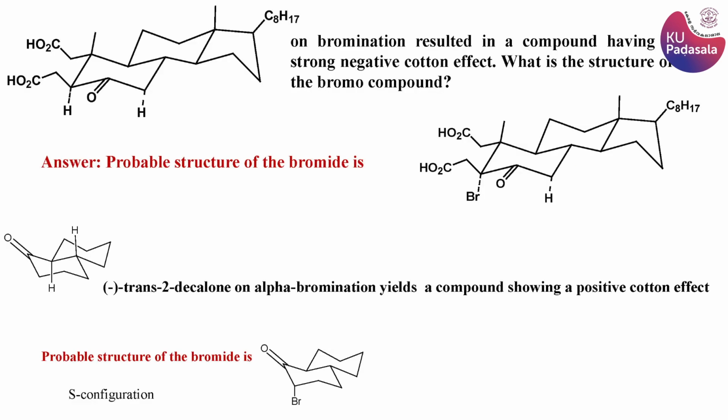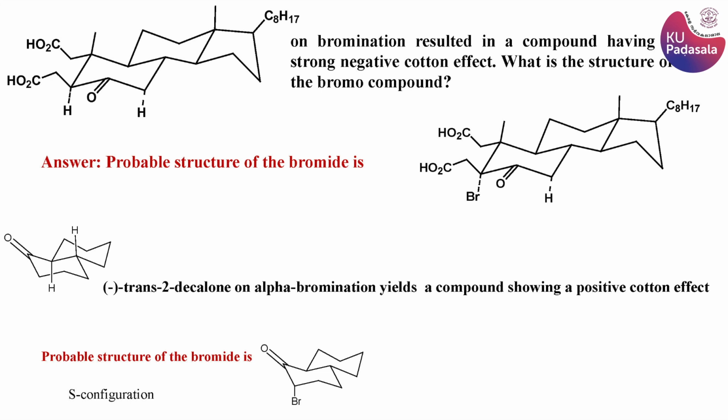Here is another example. In this example we are taking a ketosteroid again. This particular ketosteroid on bromination results in a compound having a negative Cotton effect. The question is, what is the structure of the bromo compound? When I brominate, I get a compound which shows a negative Cotton effect. Where does the bromine come? Applying the axial haloketone rule, we can immediately say that when we look through the oxygen, if it is a negative Cotton effect, the bromine should be on the negative side, I mean on the left side. So, the structure of the compound will be as shown here.